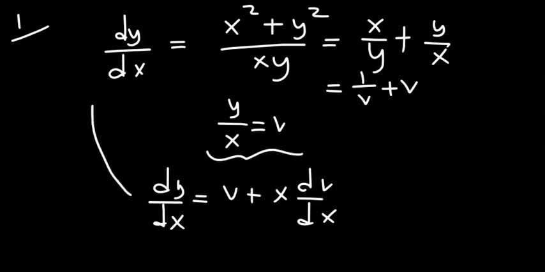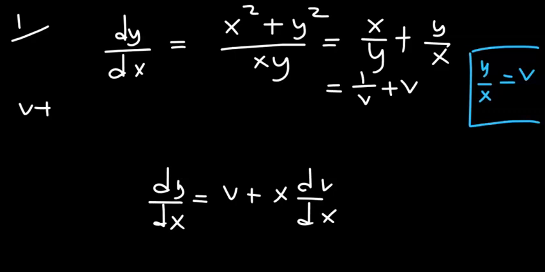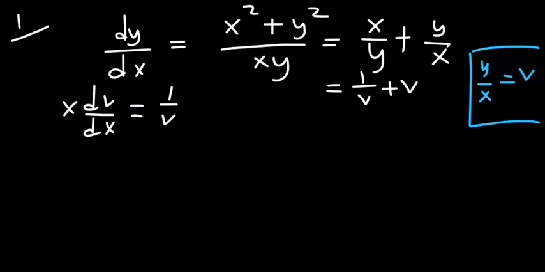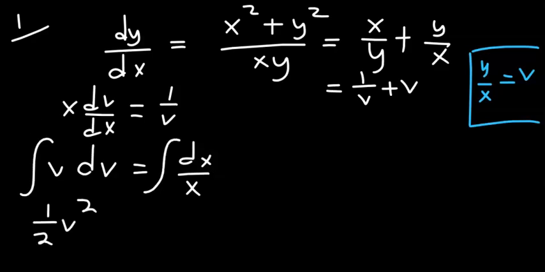Now let's substitute this derivative into the left hand side of that equation, and that's going to give you v plus x dv dx equals, now the right hand side is 1 over v plus v. This v goes away, and the variables can be separated. v dv equals dx over x. And we can readily integrate this, which will give you half v squared equals natural log of x plus an integration constant, let's call it a.